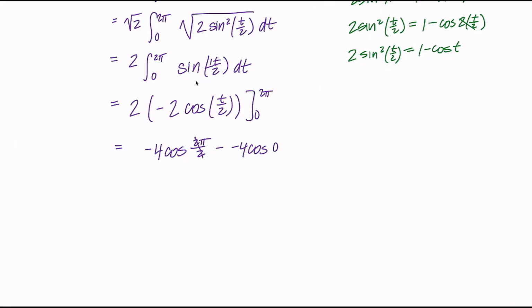So 2 over 2 is going to cancel. So we're going to have negative 4 times cosine of pi, which is negative 1, minus negative 4, so plus 4. Cosine of 0 is 1. So we're going to have 4 plus 4, which is 8. We want to be really careful there. If we don't keep track of the signs, we might have ended up with 0, but that wouldn't make sense because we could see there was a length to that arch. And so that length is 8.